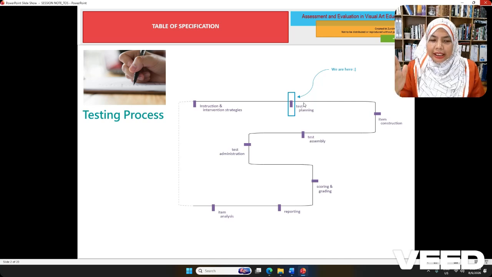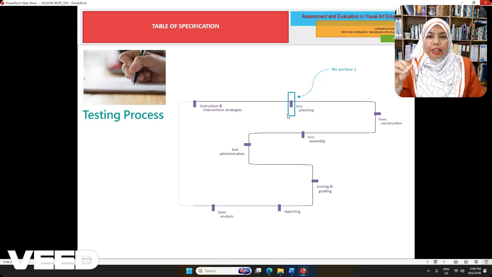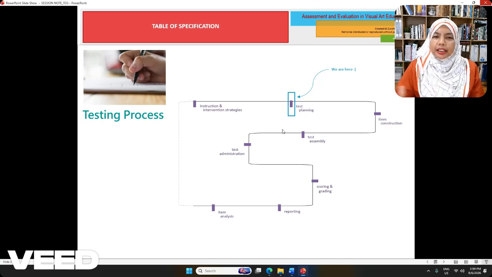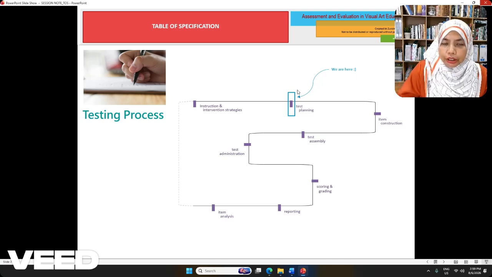The first stage of task planning is to develop the TOS first. Please be mindful of the fact that we are just planning for the test. We are not developing or constructing the questions yet. We plan for our test first, and after we have completed our table of specification, then only we construct our questions based on the listing of the items in our TOS.